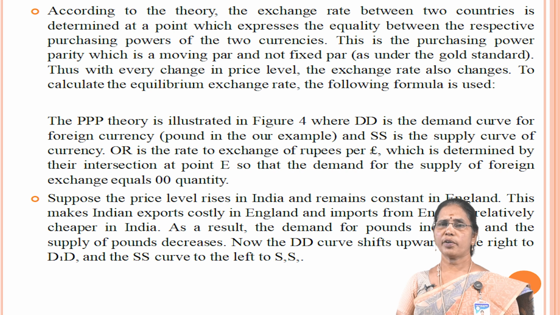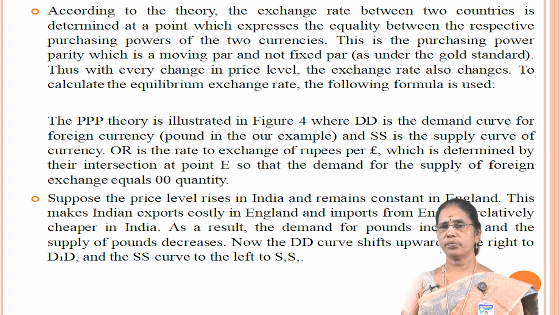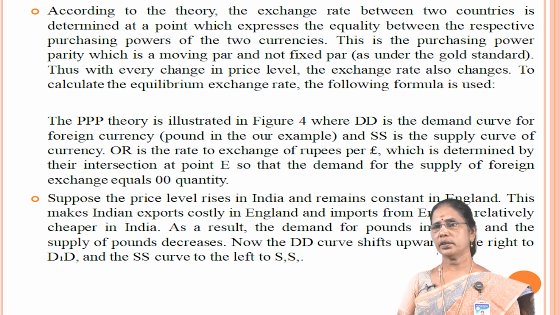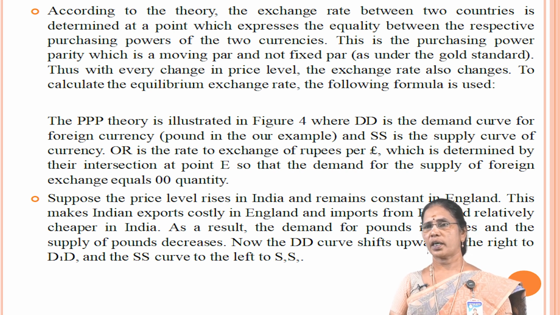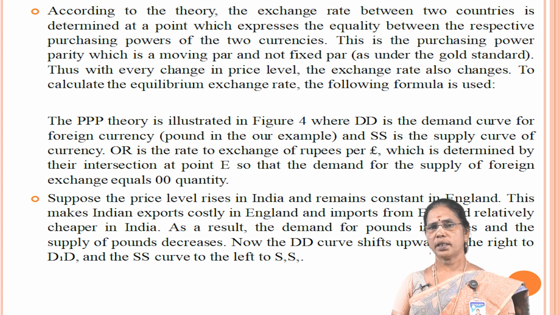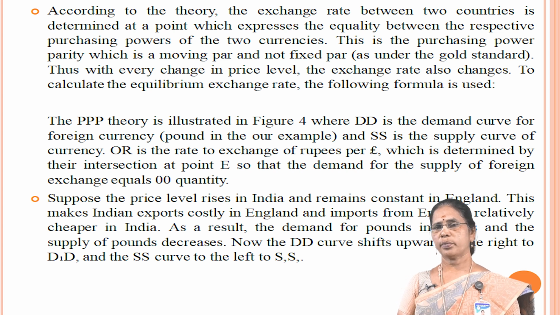The purchasing power parity theory is illustrated in figure 4, where DD is the demand curve for foreign currency and SS is the supply curve of foreign currency. OR is the rate of exchange of rupees per pound sterling, which is determined by their intersection at point E, so that the demand for and supply of foreign exchange are equal.